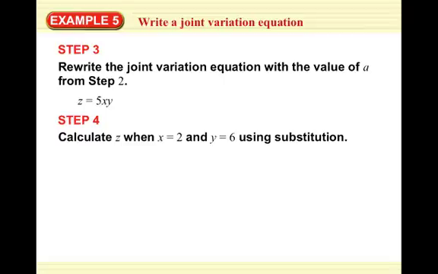Now we're going to calculate Z when X equals 2 and Y equals 6 using substitution because we've got our model. Now we can figure out a specific value for Z given particular values for X and Y. So Z equals 5 times X times Y, so that's 5 times 2 times 6, and that gives us 60. Okay, that's it. That's all there is to it.